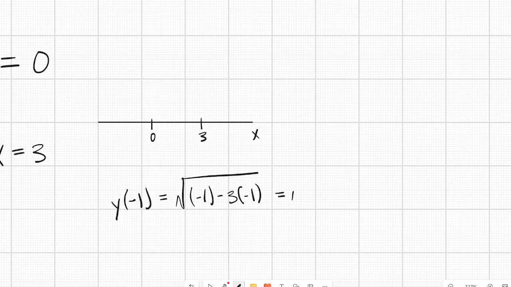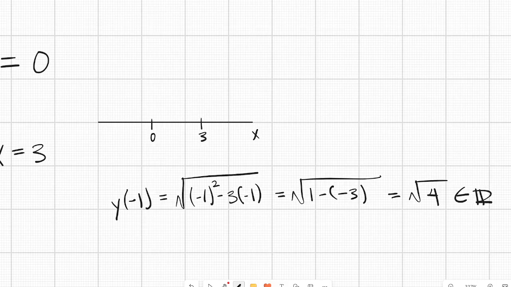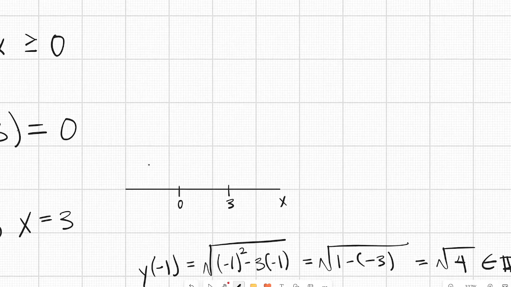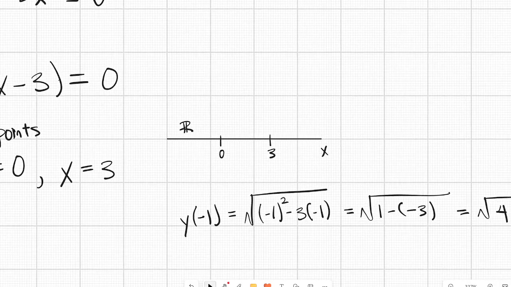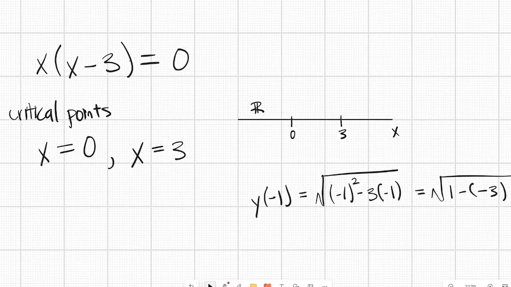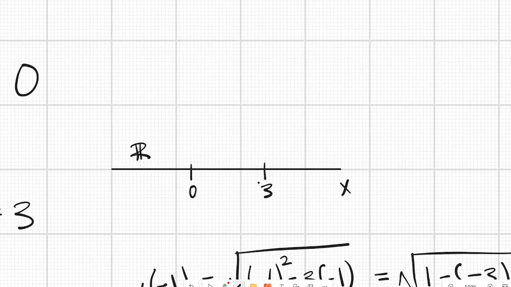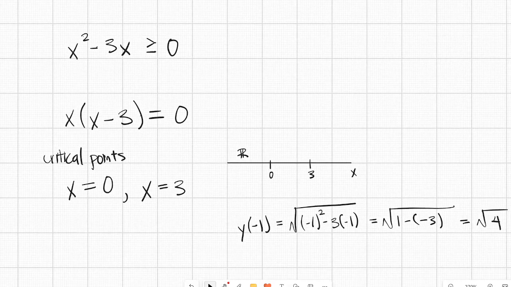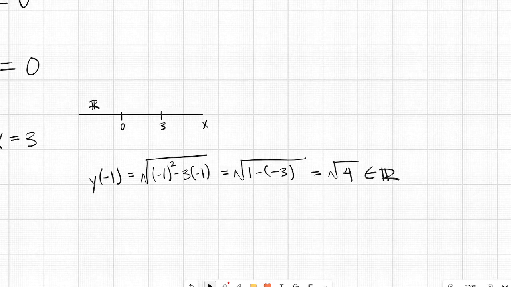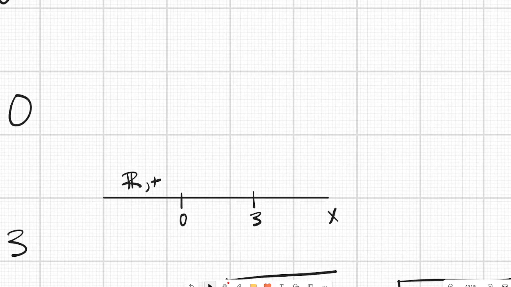It looks like this comes out to be the square root of 1 minus negative 3, which just equals the square root of 4, which is a real value. So we have real values here because they're positive. Similarly, now let's look at the interval between 0 and 3. Also, this is positive, so I'll write positive as well.